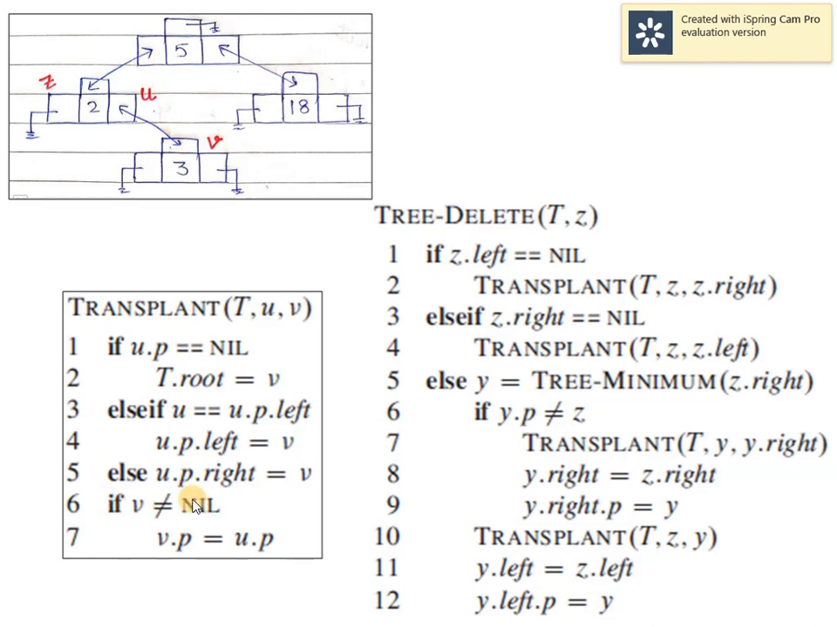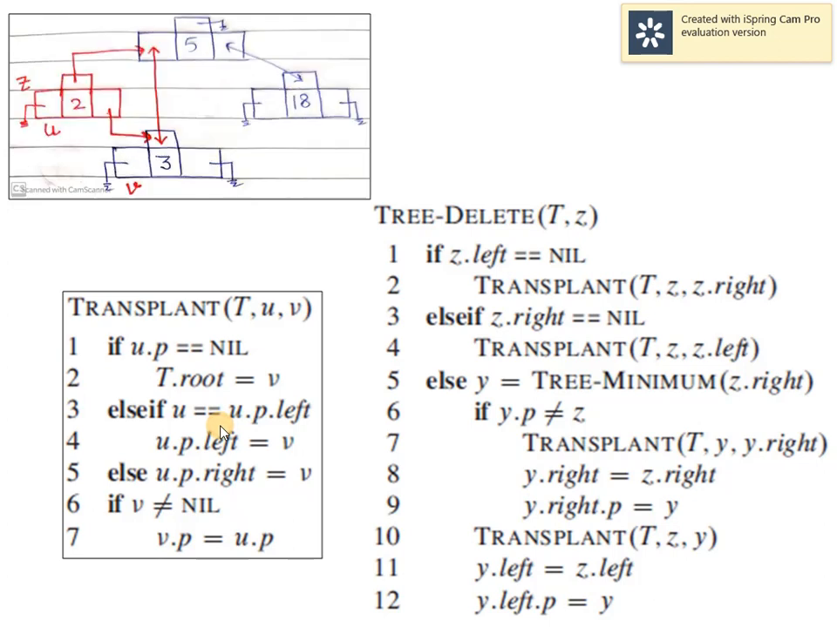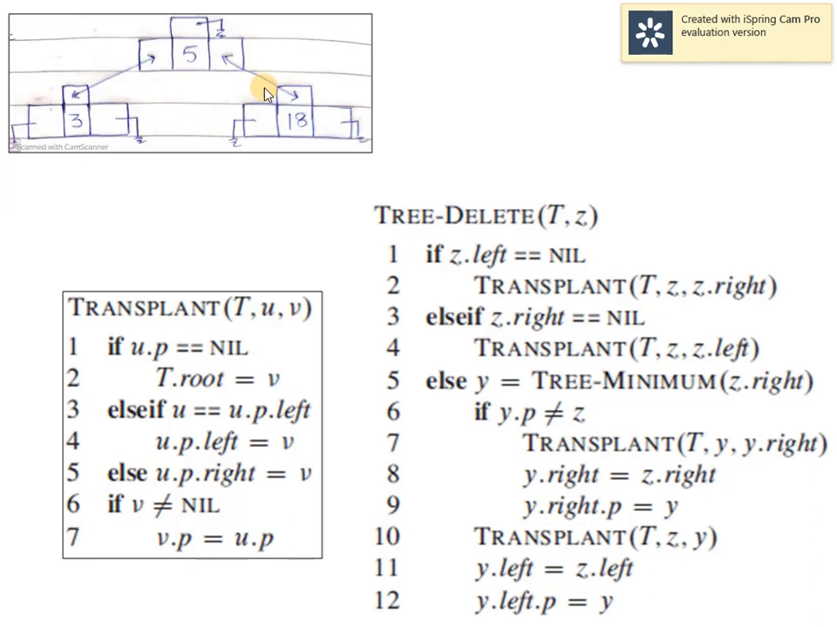Similarly, we will check if v is null or not. In this case, v is actually pointing to a node. We have to update the parent of this 3 also. It is right now pointing to 2. After the execution of this process, 3 will start pointing to 5. So once we complete the execution of this transplant procedure, what will happen? This 5 and 3 are linked to each other directly, and this node z is free now and we can remove it from the binary search tree. So after the deletion, we have a tree with only 3 nodes. This.